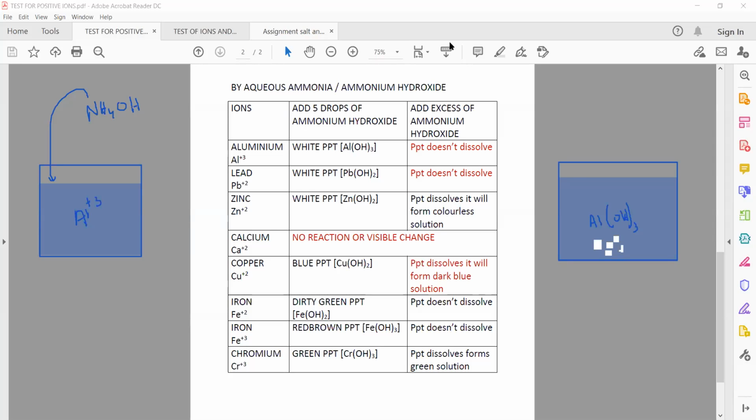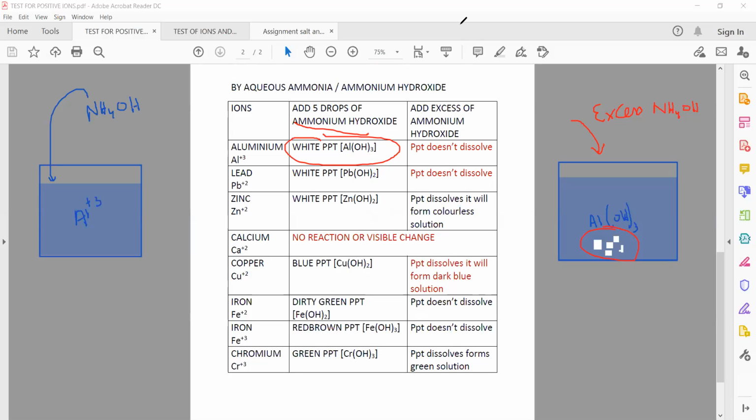This is when you are adding 5 drops of aqueous ammonia. But when you add excess, excess means if I add more than enough or too much aqueous ammonia or ammonium hydroxide, what is the observation? The precipitate does not dissolve, or it will remain the same as it was originally. So aluminium: white precipitate, precipitate does not dissolve. Yes, you have to memorize all these tests for aqueous ammonia as well as with sodium hydroxide.